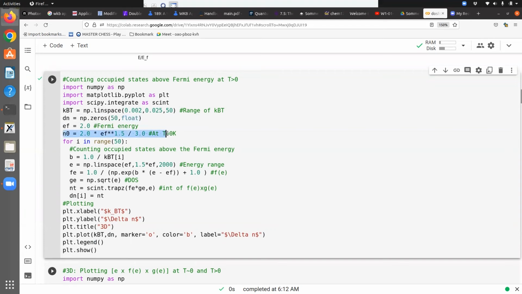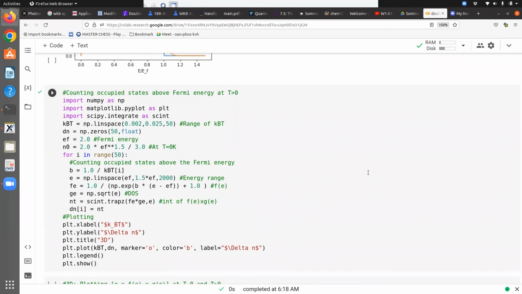The number of states at 0 Kelvin can either be calculated by finding the total area under the curve or it can be obtained from the analytical result as shown here. Then we find the area under the curve of the hashed region that is above the Fermi energy in this step. And this area is equal to the number of occupied states above the Fermi energy.